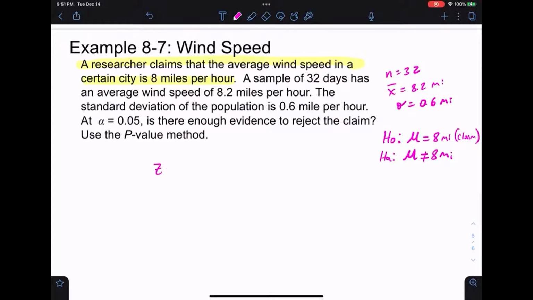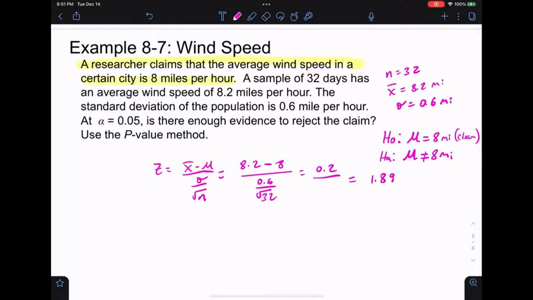Okay, so let's do it. Z equals X bar minus mu, over sigma over square root of n. This is 8.2, the mean is 8, the standard deviation of the population is 0.6, n is 32, and you subtract these two, so this is 0.2, divided by 0.6 over the square root of 32. For this result, you should get 1.89. So that's your Z value.